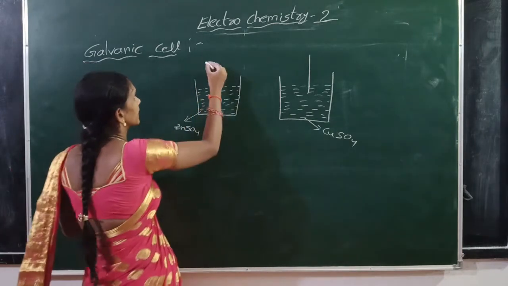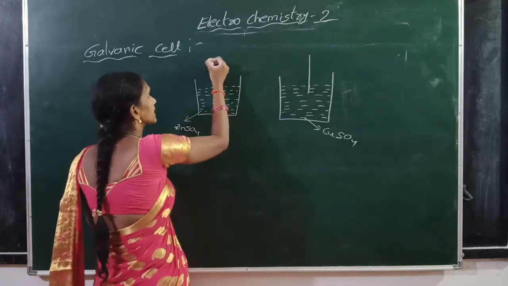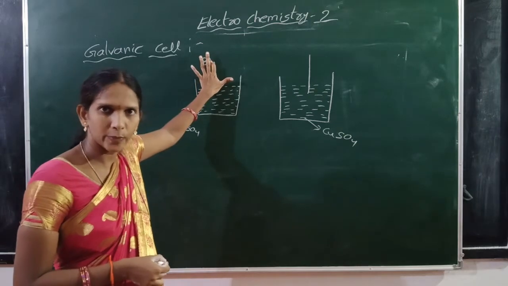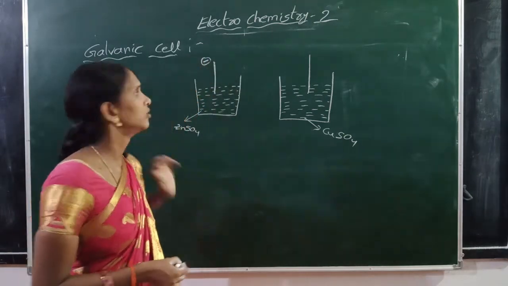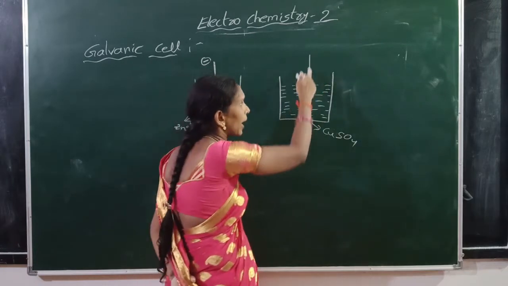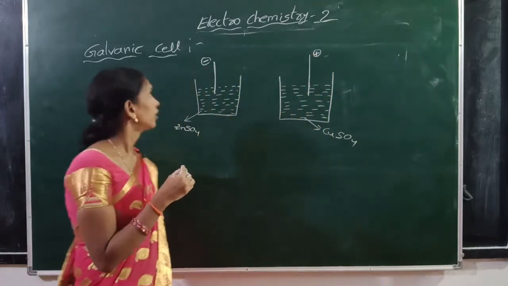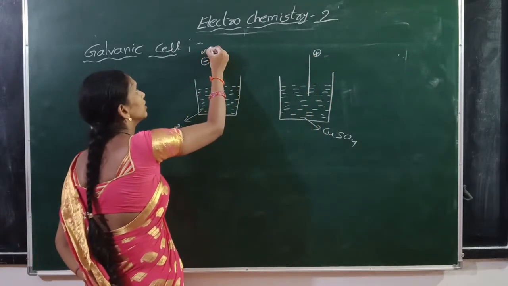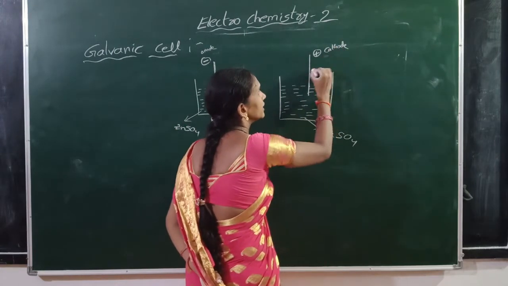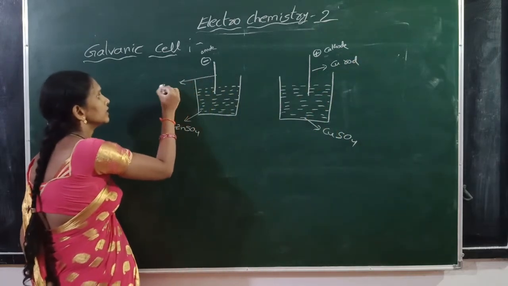In this container a zinc rod is placed. This is the zinc rod, a metal rod. This acts as the anode. Here anode is negative. In the electrochemical cell, anode is negative. Here is the copper sulfate solution, so a copper rod is dipped in it. This is the cathode. This is the anode and this is the cathode. This is the copper rod. This is the zinc rod.